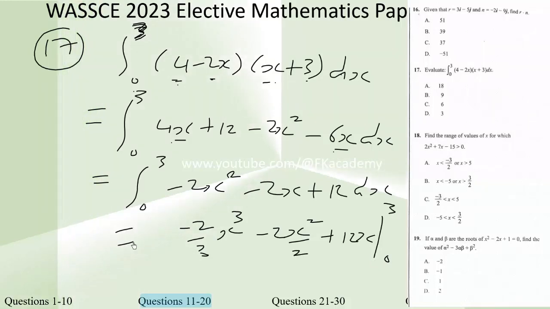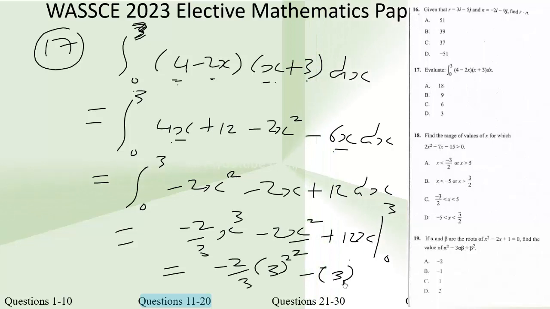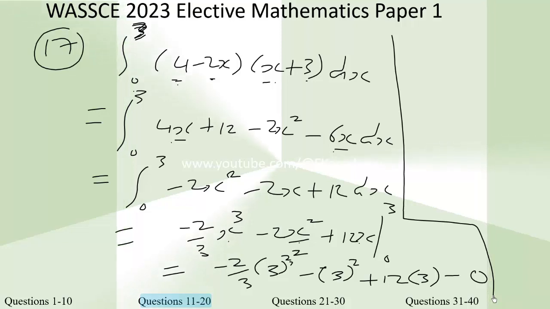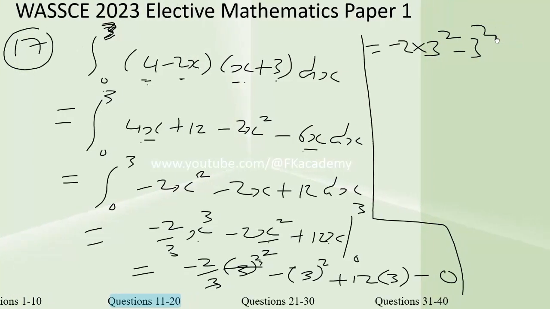So if we fix in the values, when we fix in 3, we get negative 2 over 3 times 3 cubed, minus 2 over 2, which is 1, so minus 3 squared, plus 12 times 3. Now when fixing 0, we are going to get something times 0, so it will give us minus 0. Now when we simplify this, we are going to get negative 2 times 3 squared, then minus 3 squared, then plus 12 times 3, which is 36.